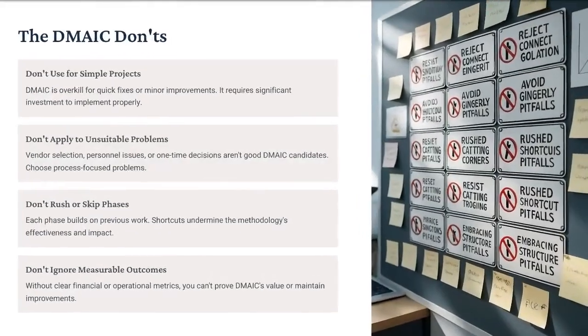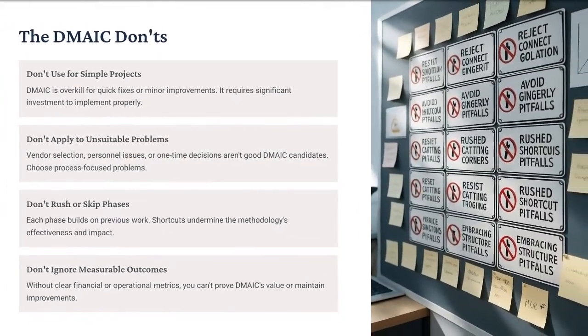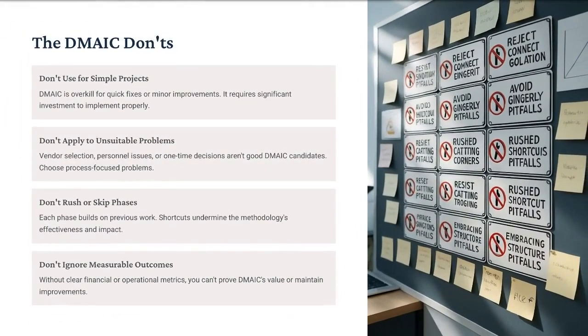To be able to ensure success from the DMAIC process, please don't use it for simple projects. It will be overkill for something that can be fixed quickly or needs minor improvements. Never apply this process to unsuitable problems such as vendor selection, resolving personnel issues, or where one-time decisions are required. Choose to apply it to problems that are mainly process-focused.